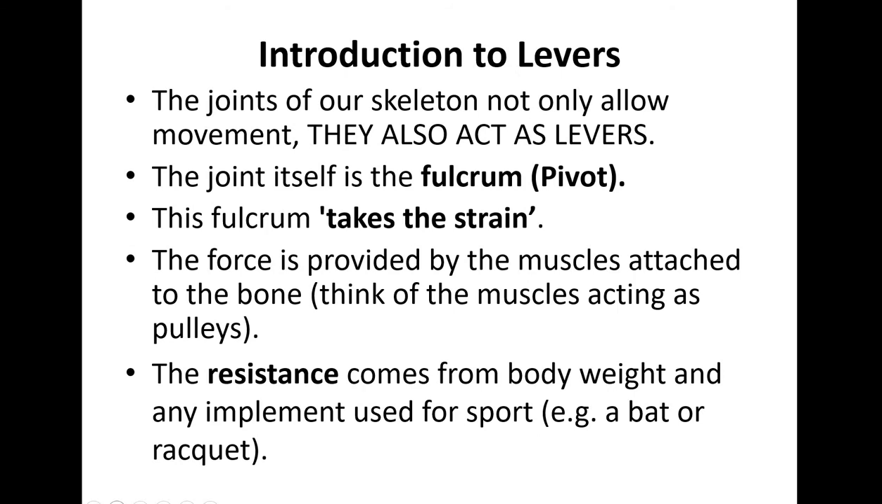So, introduction to levers. So we know that the joints in our body act to allow movement, but they also act as levers. So each of our joints in our body is a different lever. The joint itself is the fulcrum, the pivot, and this pivot point takes the strain. The force is provided by the muscles attached to the bone, so think of the muscles acting as a pulley system, and then the resistance comes from body weight or any implement used for sport, for example a bat or a racket or a dumbbell or things like that.